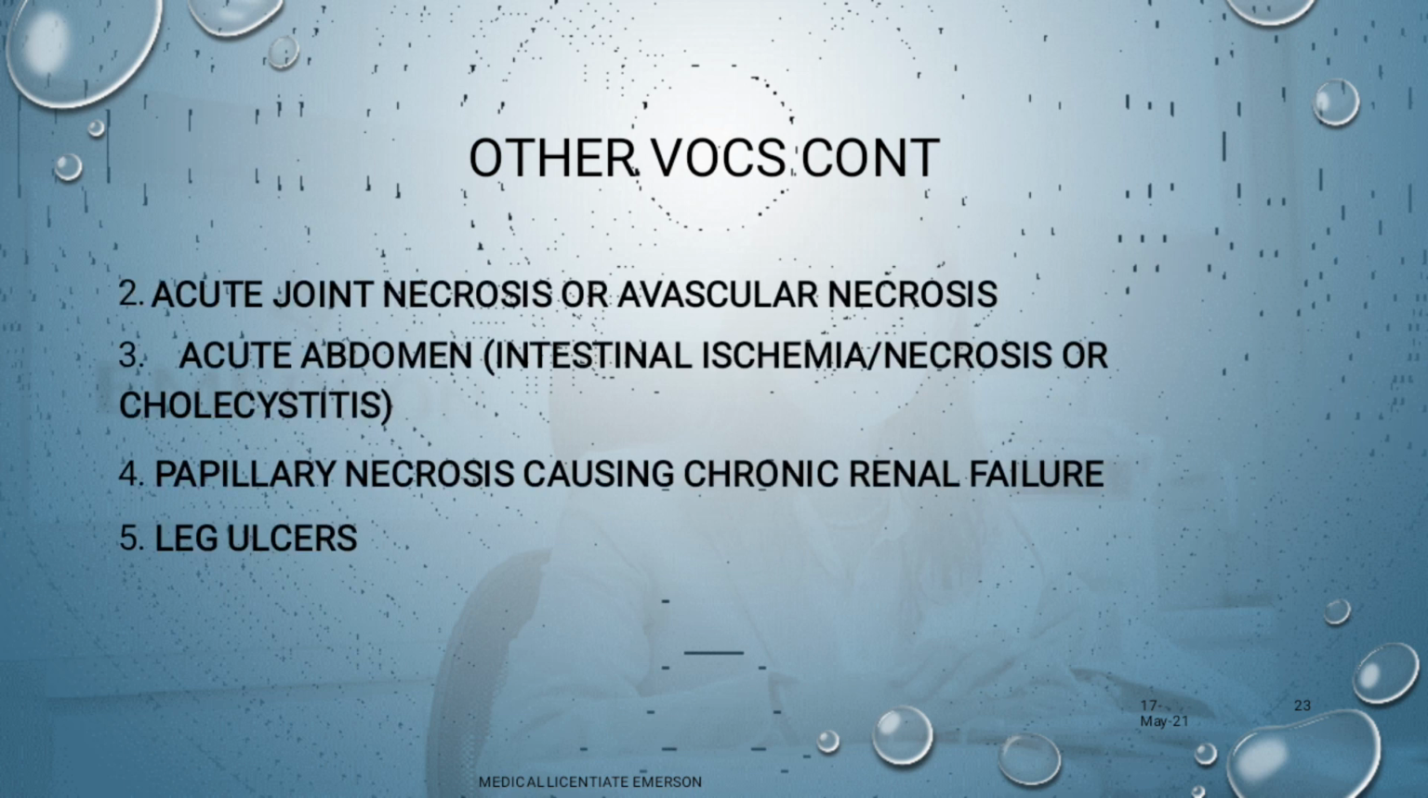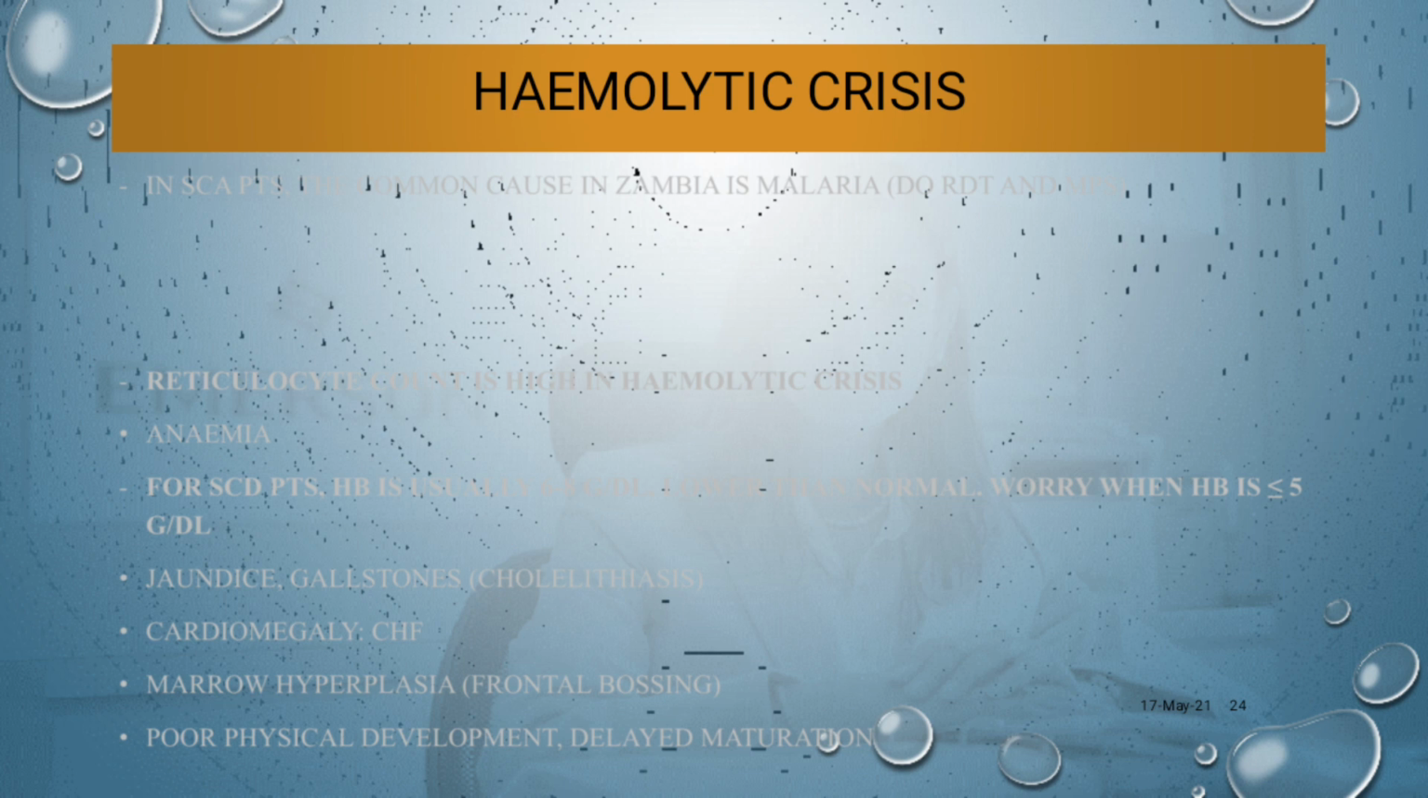Then other types of VOC, we can have acute joint necrosis or avascular necrosis. The most common is avascular necrosis of the head of the femur. Okay, then we can have acute abdomen, which is due to intestinal ischemia or necrosis, or we can also have cholecystitis as well. Then we can have papillary necrosis causing chronic renal failure, and leg ulcers.